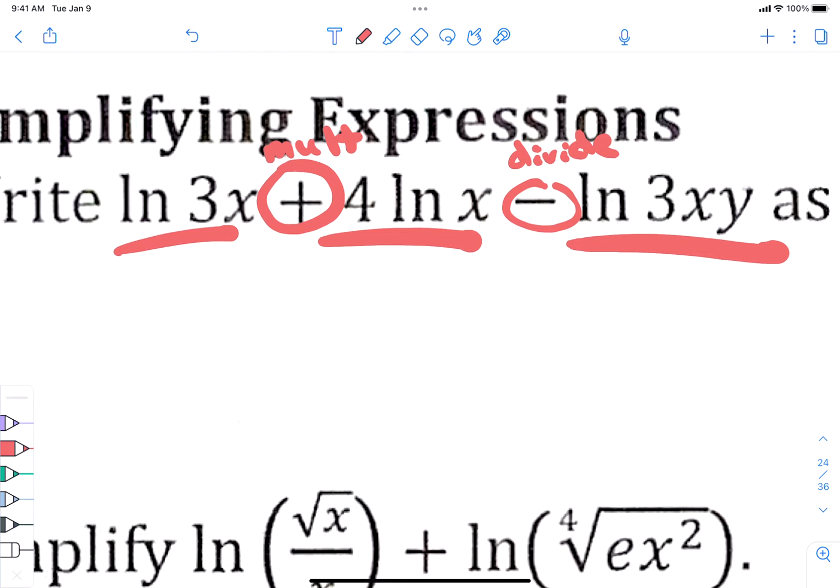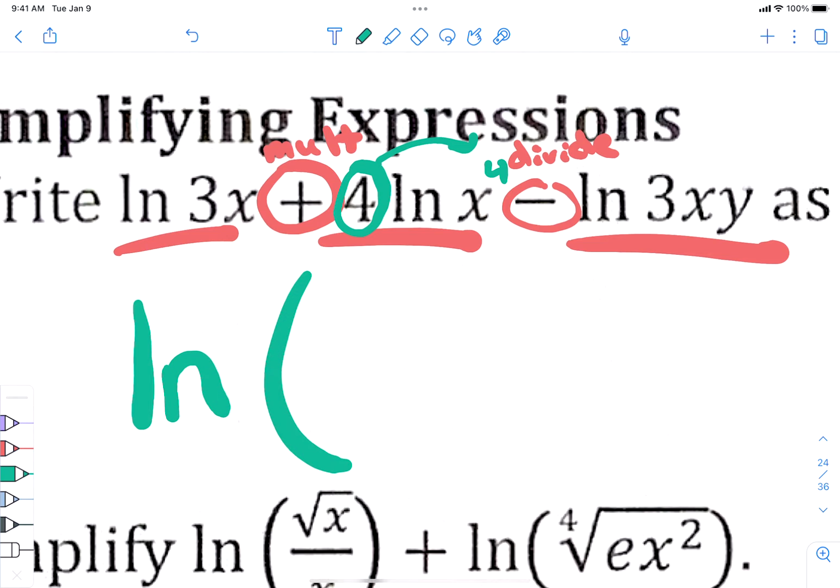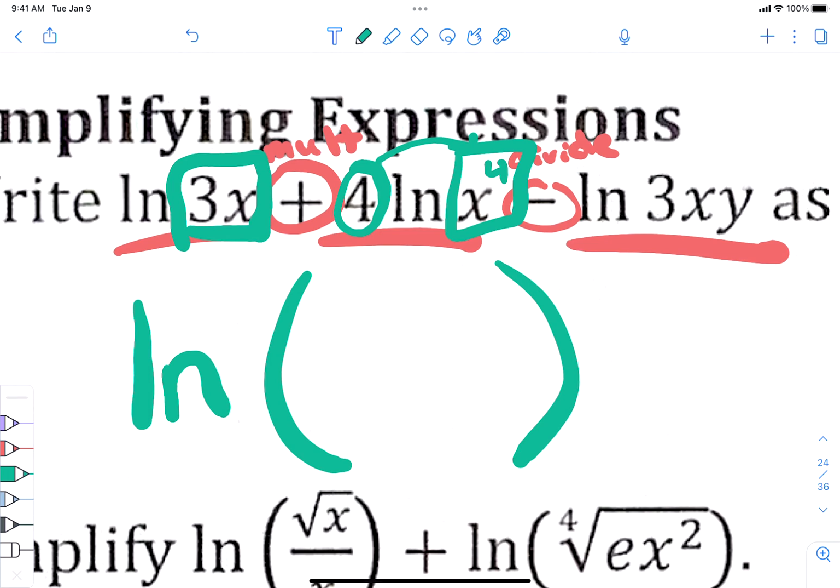But there's one thing that I can move first. You can move the 4. That's the only one that has a 4 in front, right? So the 4 can get moved to the back. All right, now we're going to multiply stuff. So we're going to write this as one log. So I have an ln in front of the whole thing. The first two we're going to multiply. So we're multiplying the 3x and x to the 4th. 3x times x to the 4th is 3x to the 5th.